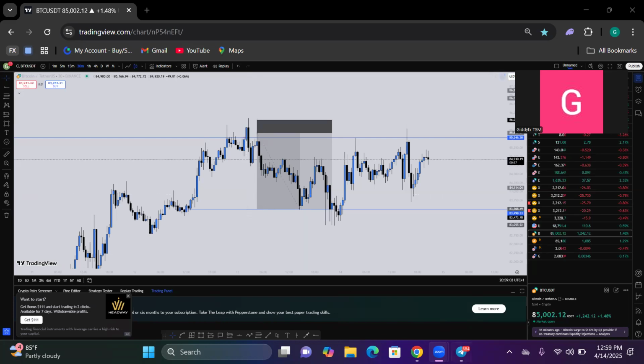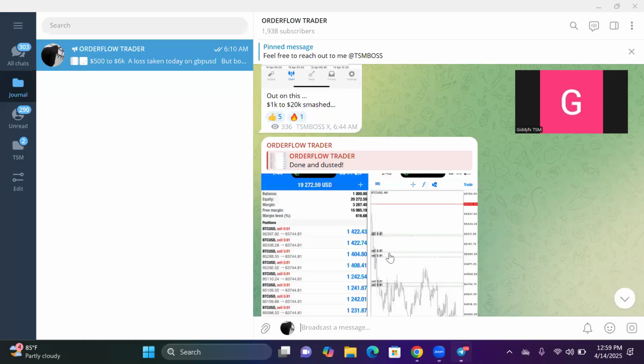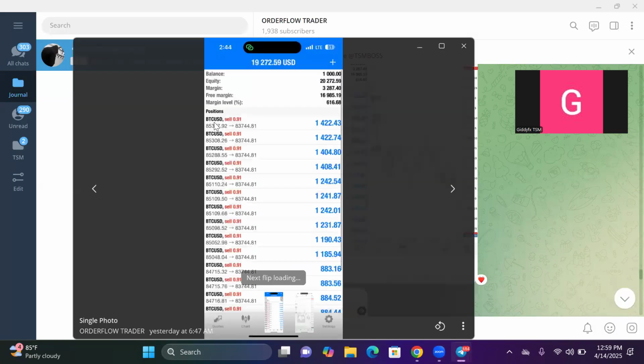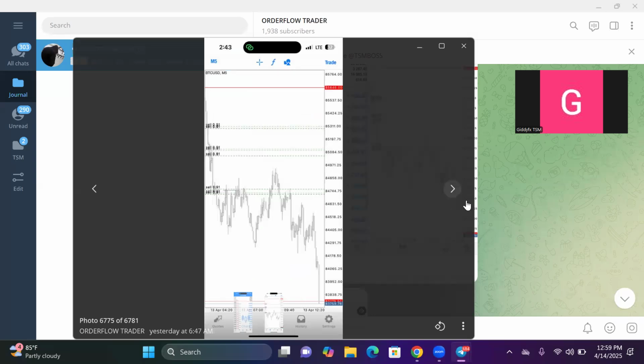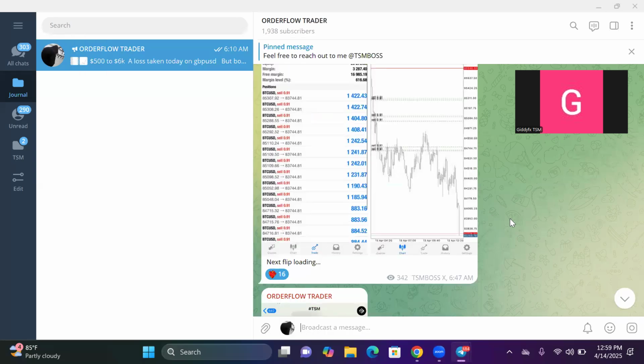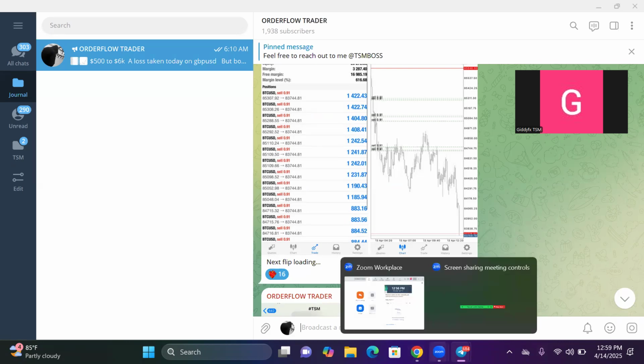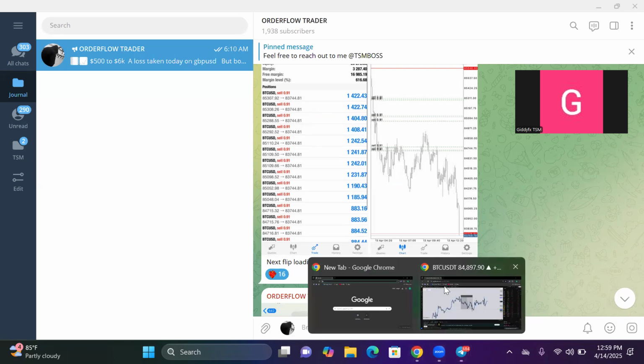So far, this was the trade. We took a BTC short, and as we can see, we took 1K to 20K on this particular setup. Entries were taken right here all the way to the downside, and the trade was also called out in the community. Let's go straight to breaking this trade down.